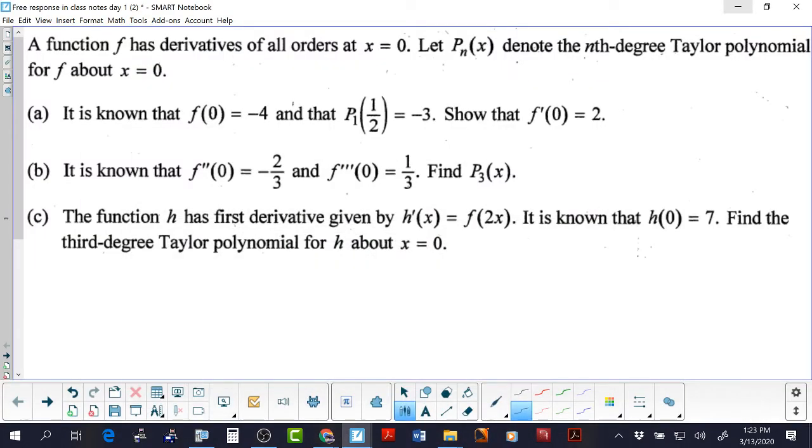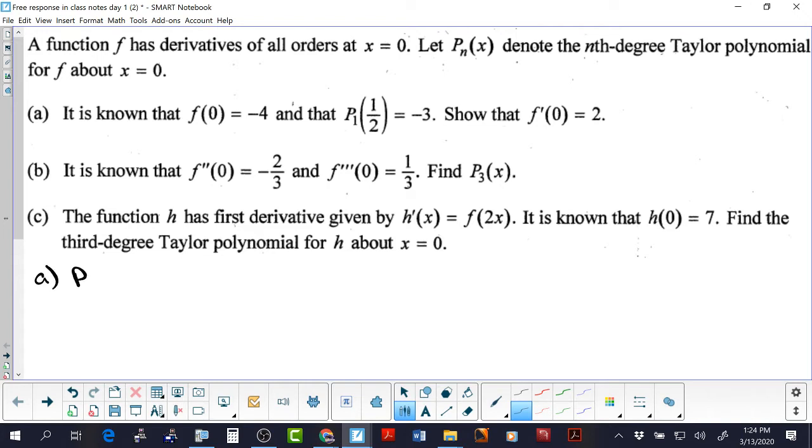A function f has derivatives of all orders at x equals 0. Let p sub n of x denote the nth degree Taylor polynomial for f about x equals 0. It is known that f of 0 equals negative 4 and that p sub 1 of 1/2 is negative 3. Show that f prime of 0 is equal to 2.